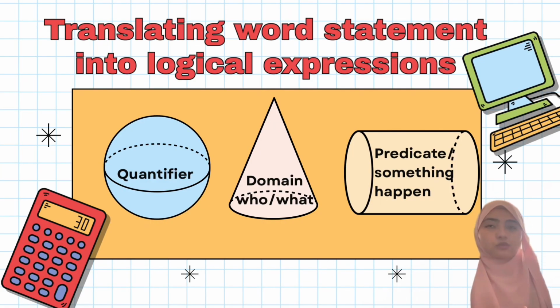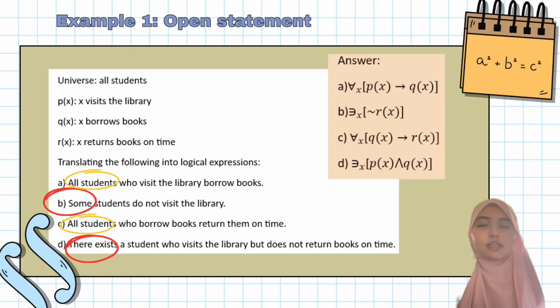Next, three steps to translating a word statement into a logical expression. First, identify the quantifier. Second, decide the domain. Third, write the predicate, something happened. Now, example 1, open statement.